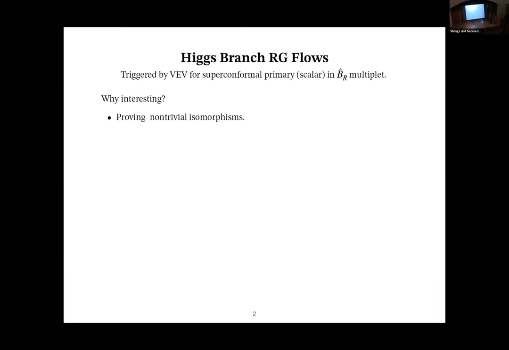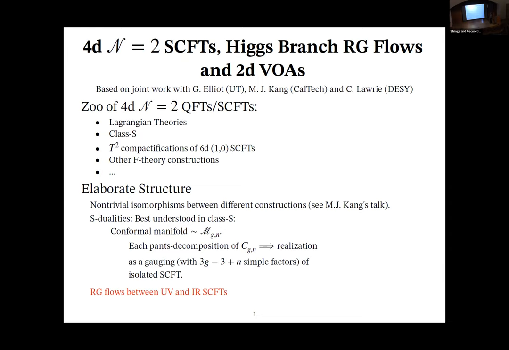Okay, so first of all, this is based on a collaboration with my student Grant Elliott at UT and Monica and Craig, who are here at this conference. And it has to do with exploring the zoo of 4D N=2 quantum field theories or superconformal field theories, of which there are many, many constructions. There are Lagrangian field theories, there are theories of class S. There are T2 compactifications of 6D (1,0) theories. There are F-theory constructions directly in four dimensions, blah, blah, blah.